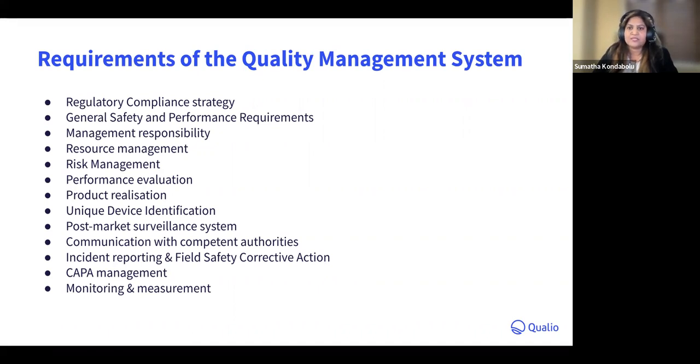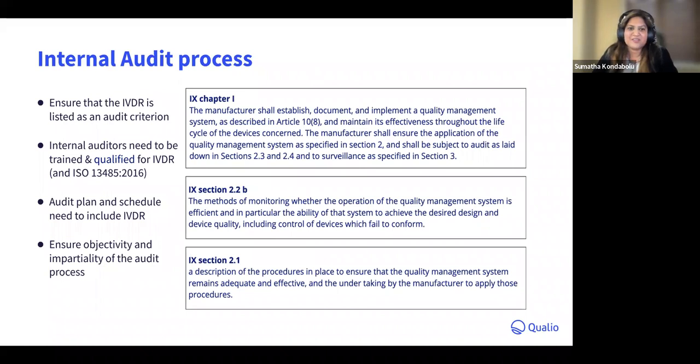Maybe we can go to the next slide. Thank you, Kelly, for this. So if you see here the internal audit process, once you have implemented all the quality management system, you will also be ensuring that the internal audit process is carried out specifically in compliance with the new regulations, and ensure that the IVDR is listed as an audit criterion. So this is important in your audits.